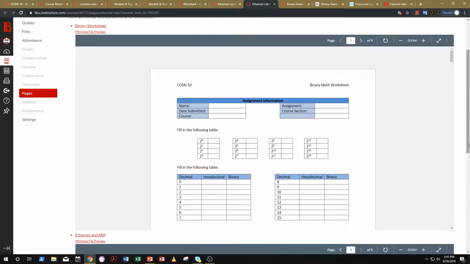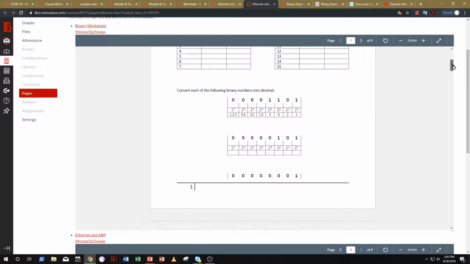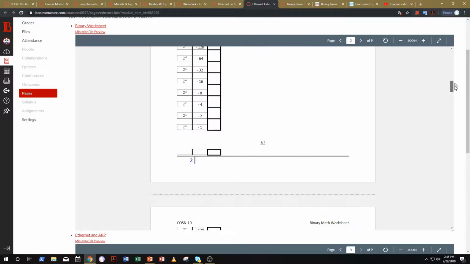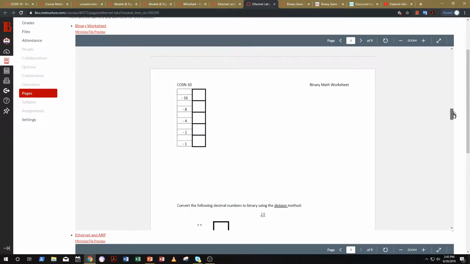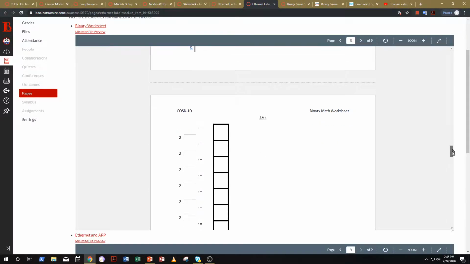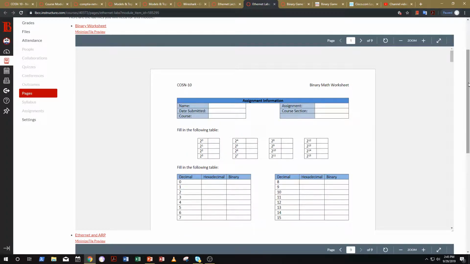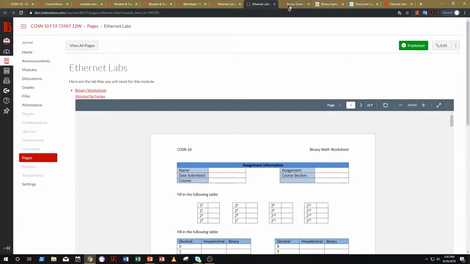So if you're not sure on how to convert, go back and watch the videos. You might need to Google it, especially if you need to know how to do it using the subtraction and division method. There's plenty of places where you can get help. We can do some examples in class if you need to. So those are your labs for this week.